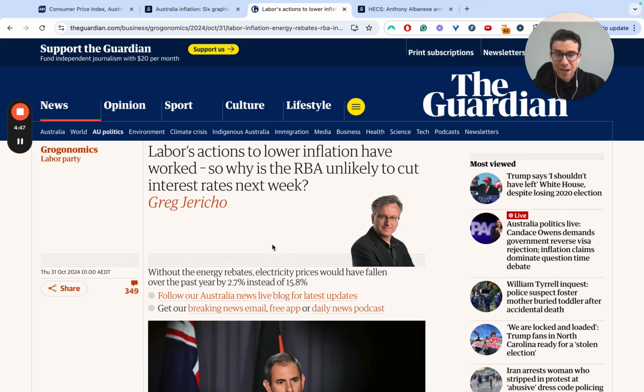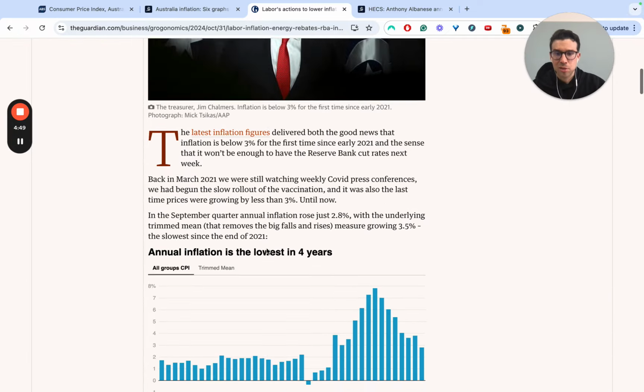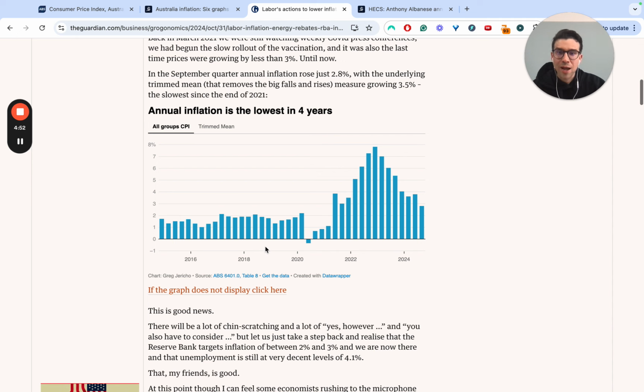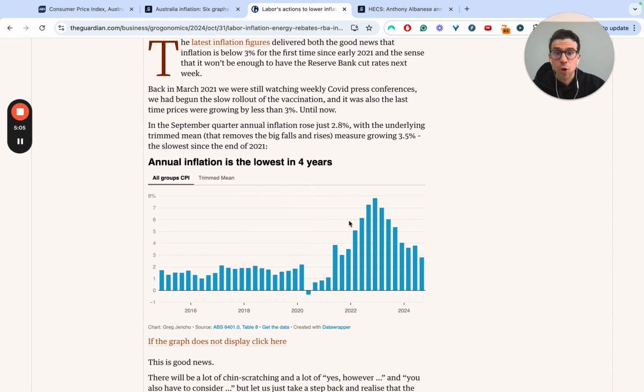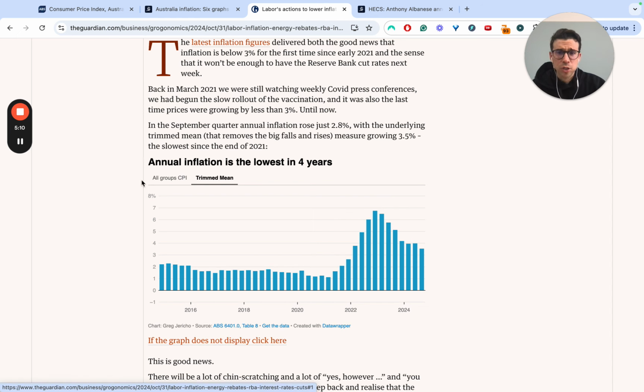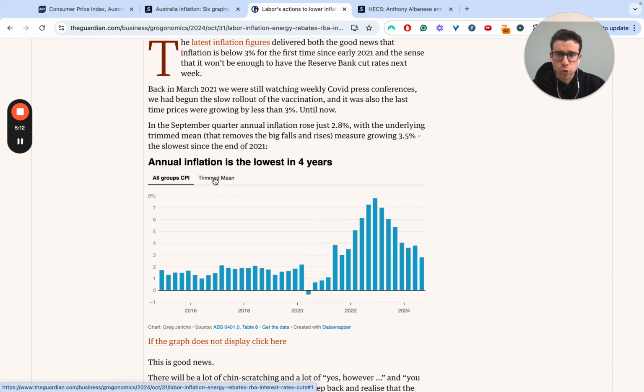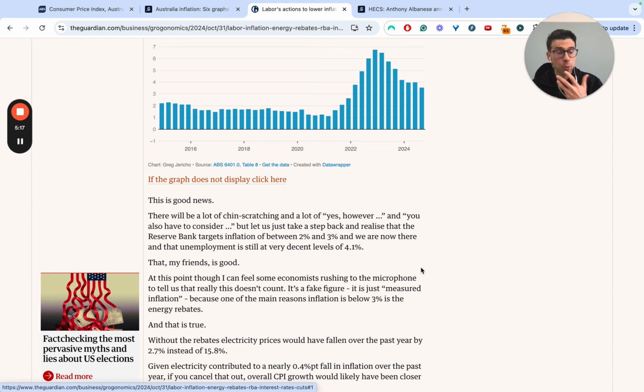Well, The Guardian and Greg Jericho have a couple of great things to say about this. First of all, annual inflation, and this is all groups CPI, the headline, is the lowest in 4 years. I think that is really significant in terms of what they were highlighting. Whether you look at all groups or CPI trimmed mean, either way we're seeing a movement in the right direction. That's fantastic.